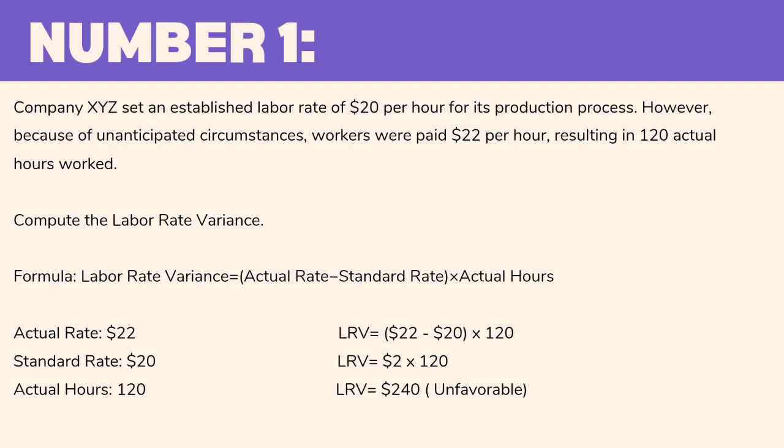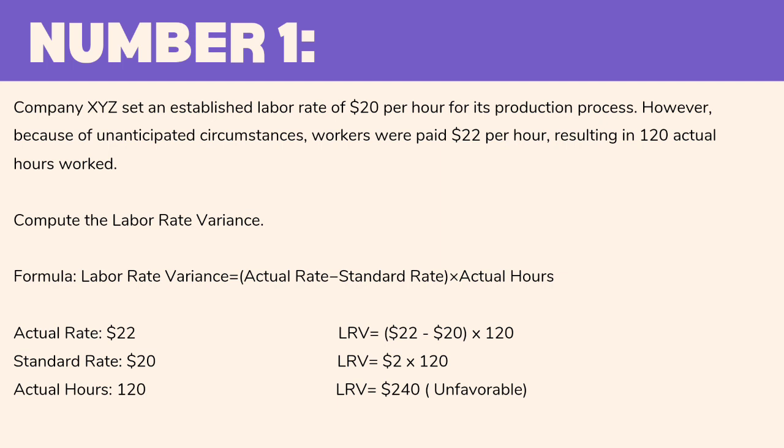The formula for labor rate variance is actual rate minus standard rate times actual hours. So for the given, we have actual rate equals $22, standard rate equals $20, and actual hours equals 120.